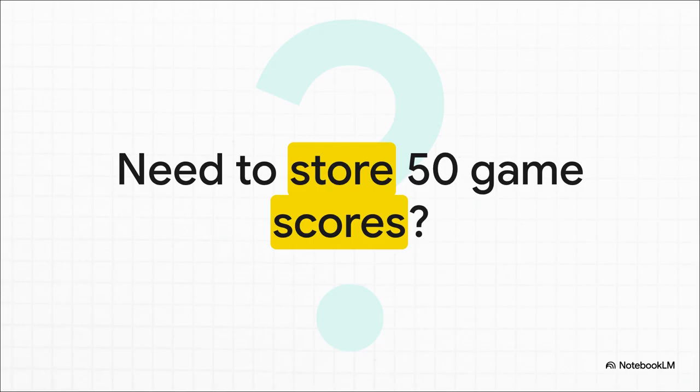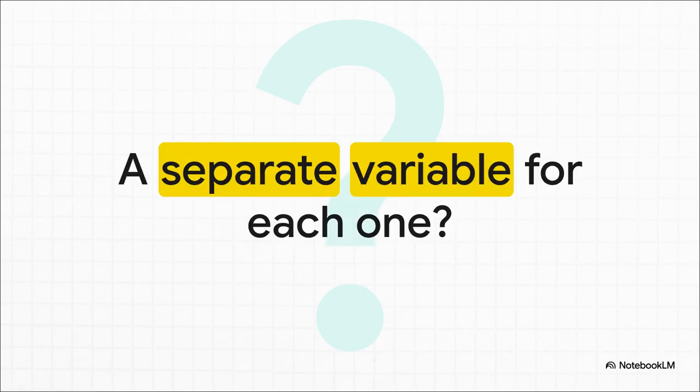Imagine you're coding a game, and you need to keep track of, say, 50 different scores. How do you actually store all that data? I mean, you could create a new variable for every single score, right? Score 1, score 2, score 3, all the way up to 50. But oh my gosh, what a nightmare that would be to manage. It's messy, it's clumsy. There has to be a better way.